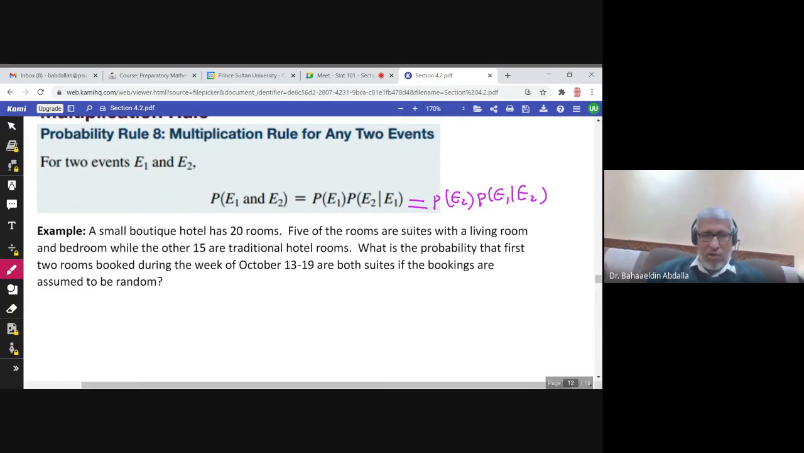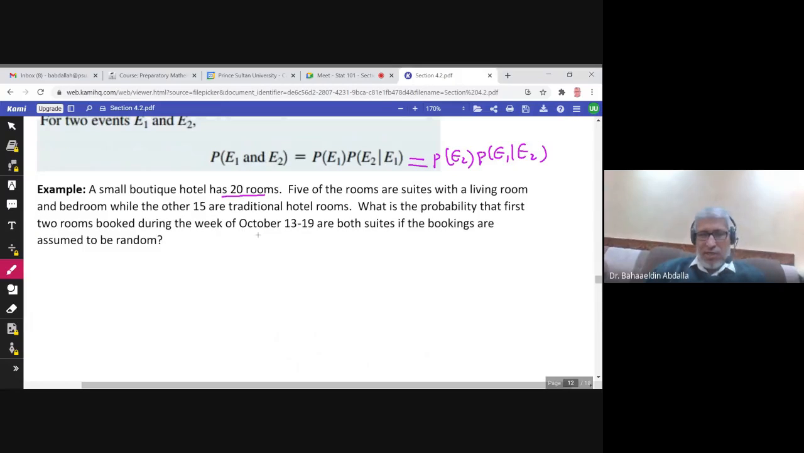So this is the multiplication rule. Let us solve an example. A small boutique hotel has 20 rooms. So number of rooms in the hotel is 20. Five of the rooms are suites with a living room and bedroom, while the other 15 are traditional hotel rooms. Good. So of the 20 rooms, five are suites, 15 are traditional rooms.